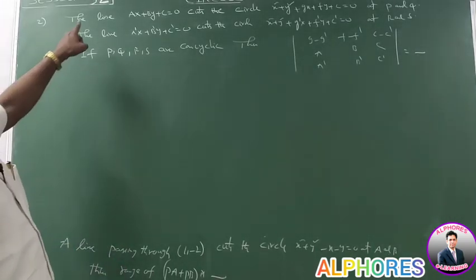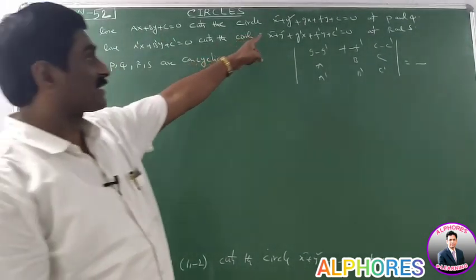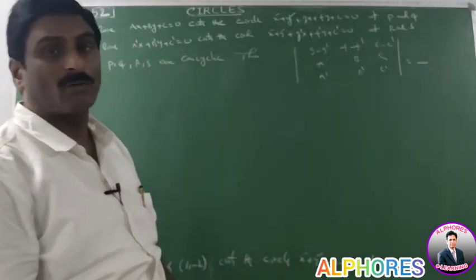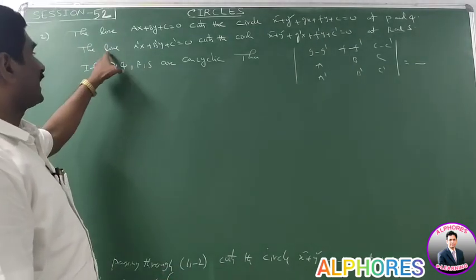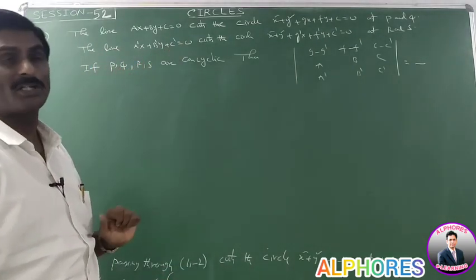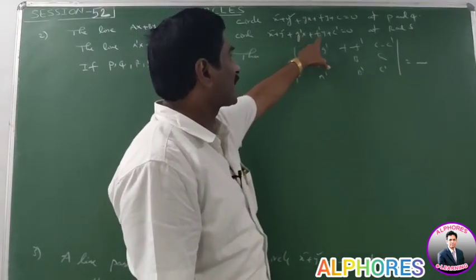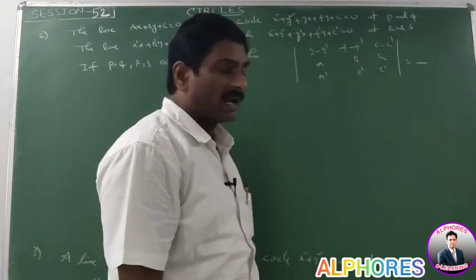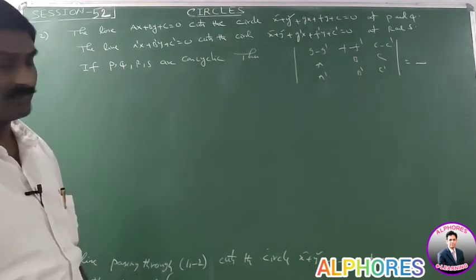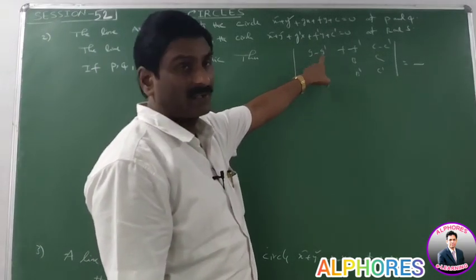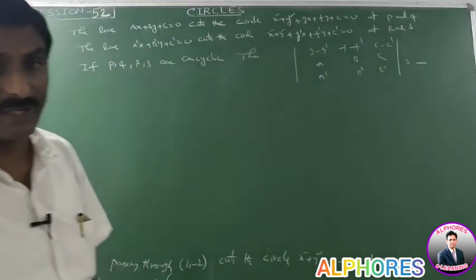Next, second one. The line ax plus by plus c is equal to 0 cuts the circle x square plus y square plus gx plus fy plus c is equal to 0 at capital P and capital Q. The line a dash x plus b dash y plus c dash is equal to 0 cuts the circle x square plus y square plus g dash x plus f dash y plus c dash is equal to 0 at capital R and capital S. If P, Q, R, S are concyclic, then det of g minus g dash, f minus f dash, c minus c dash, a, b, c, a dash, b dash, c dash is equal to dash. Very, very important.